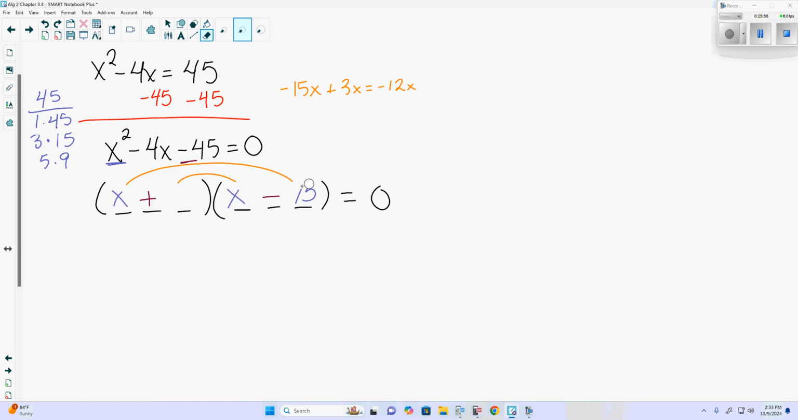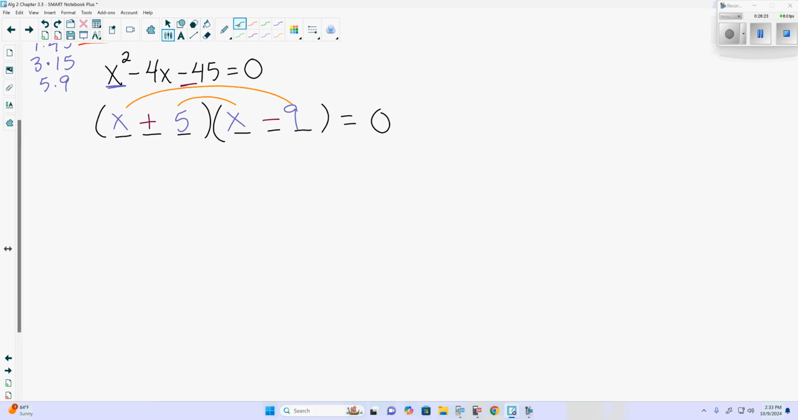5 and 9. And if we check this here, x times negative 9 is negative 9x. 5 times x is plus 5x, which is equal to negative 4x. Is that the middle term we wanted? Yes.